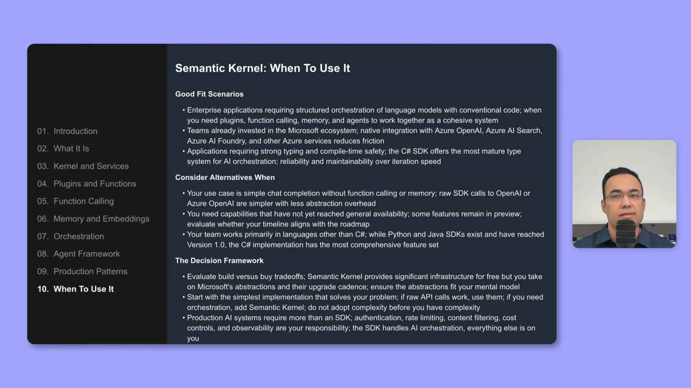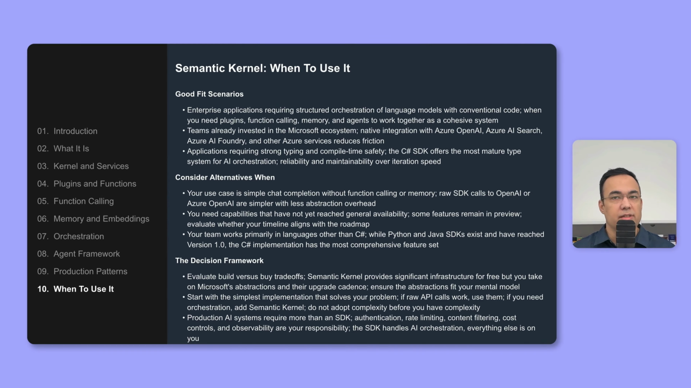If your use case is simple chat completion without function calling or memory, raw SDK calls to OpenAI or Azure OpenAI are much simpler. There is less abstraction overhead, fewer concepts to understand, and less code to maintain. Not every application needs the full orchestration capabilities.